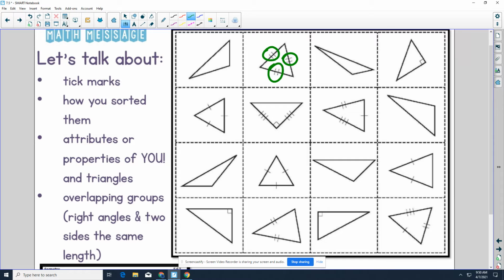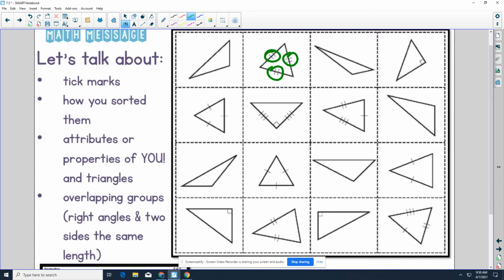So think about how you've sorted yours. Did you sort them into piles based on the tick marks or by their size or by their shape, the way they're shaped? Obviously, they're all triangles, but or by the different type of triangle, how it looks. Attributes or properties of triangles. Overlapping groups, right angles, two sides that have the same length. And these tick marks actually tell you the lengths of the sides. So it's not labeled in inches or anything like that. But I can tell on this one, this has 2 marks, 2 marks, 2 marks.